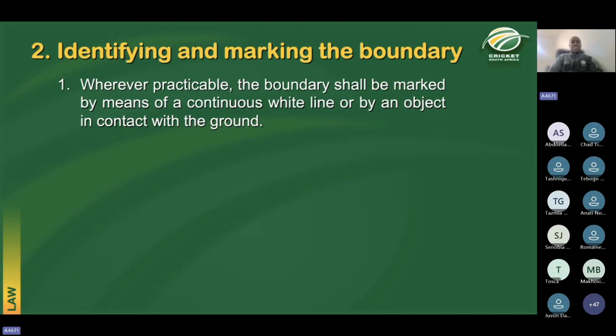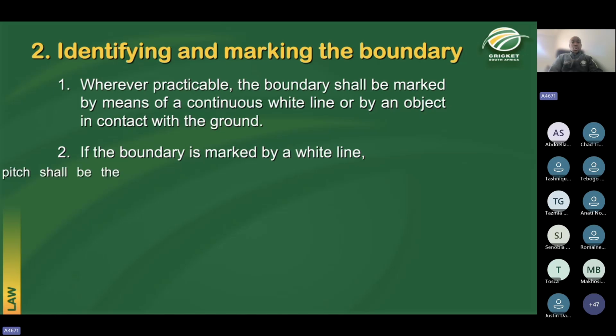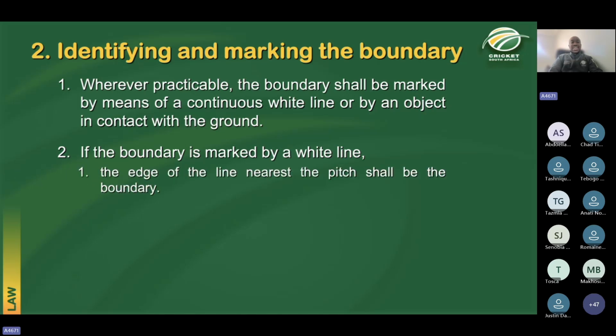Practical, the boundary shall be marked by means of a continuous white line or by an object in contact with the ground. And in the slide after this one, we will see examples of how a boundary can be marked. If the boundary is marked by a white line, the edge of the line nearest to the pitch shall be the boundary. Obviously, the lines are usually a couple of centimeters thick.